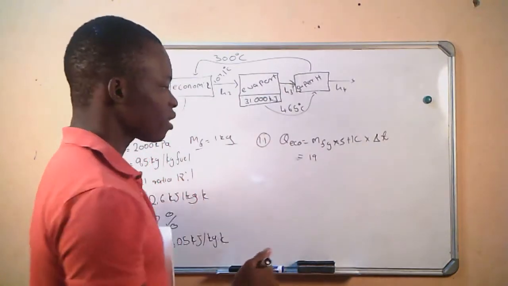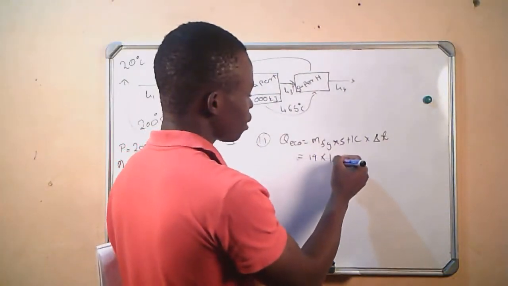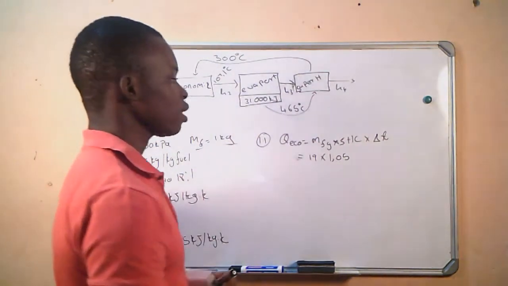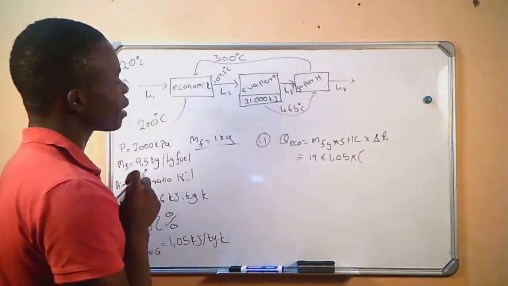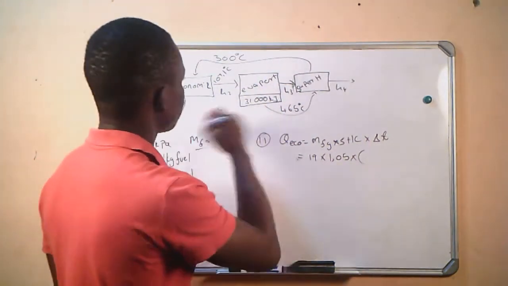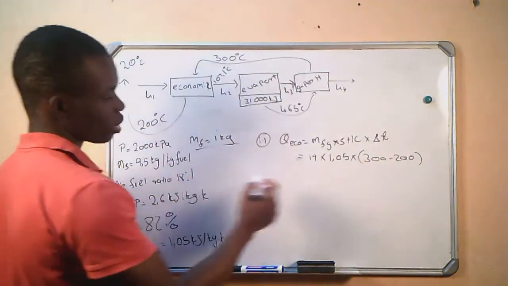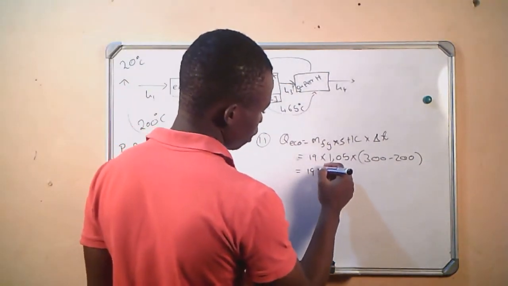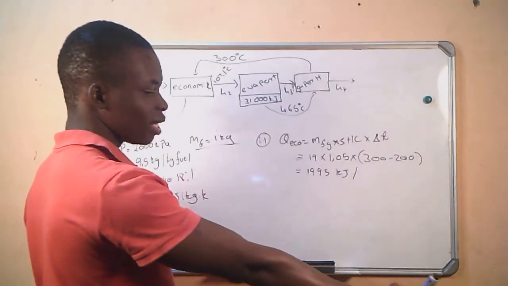That is why the mass of the fuel gases is 18 plus 1, and the specific heat capacity is 1.05, which is what we are given. The change in temperature, since we are looking for the heat that is gained or lost at the economizer, in this case lost by the fuel gases, will be 300 minus 200, which will give us our answer as 1995 kilojoules.